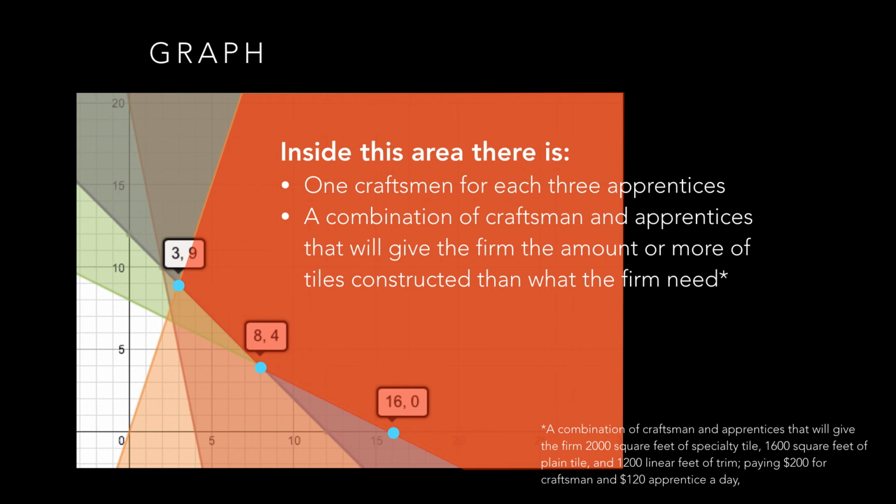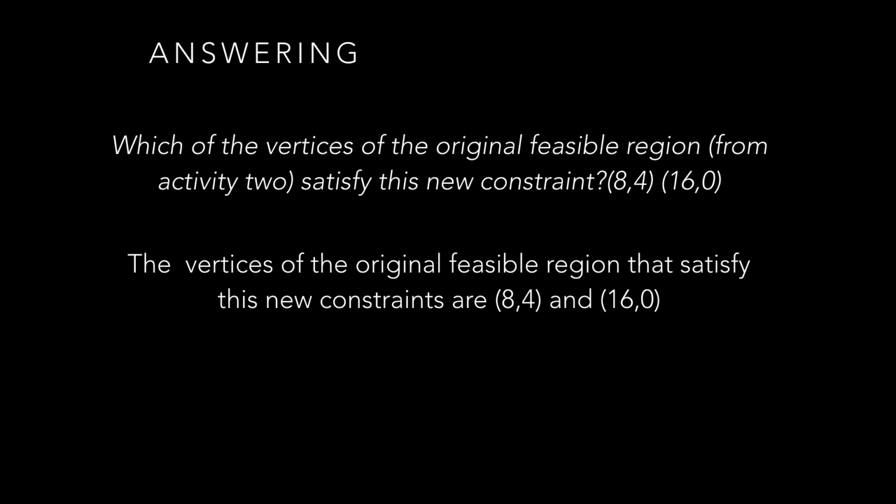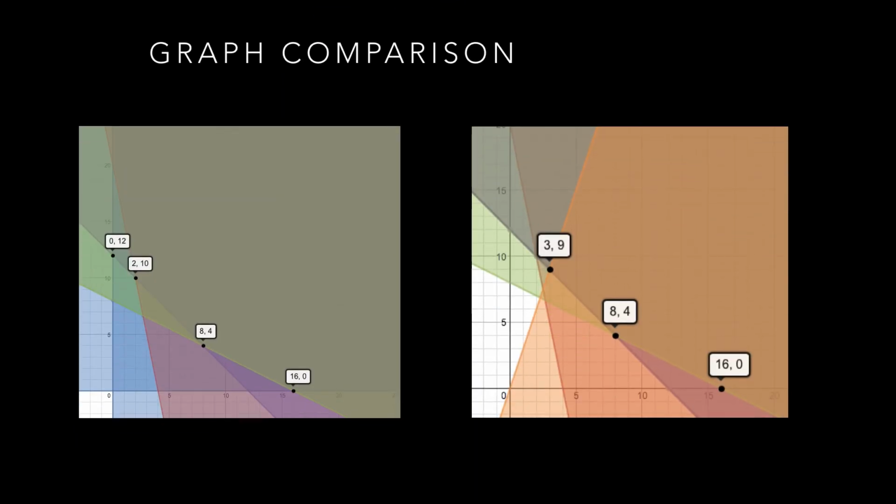Answering. Which of the vertices of the original feasible region from activity 2 satisfy the new constraint? The vertices of the original feasible region that satisfy the new constraints are 8,4 and 16,0. Let's take a look at these graphs. Graph comparison. 8,4 and 16,0 on both of the graphs.